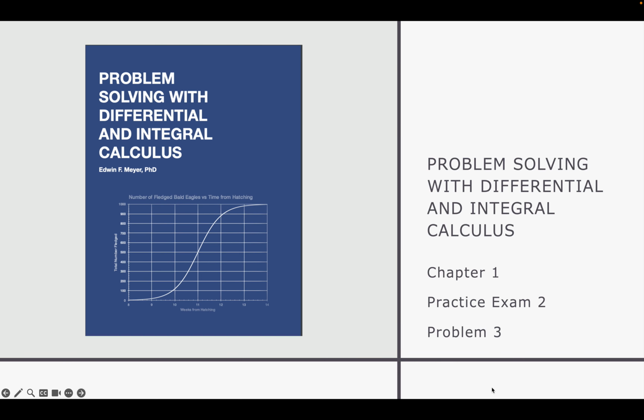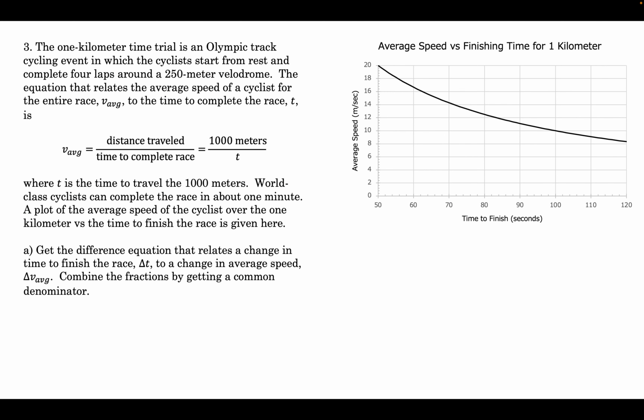This is problem 3 on practice exam 2 of chapter 1 in the book Problem Solving with Differential and Integral Calculus. Problem 3 involves a 1 kilometer time trial, an Olympic track event. Cyclists start from rest, go 4 laps around a 250-meter velodrome for a distance of 1 kilometer.